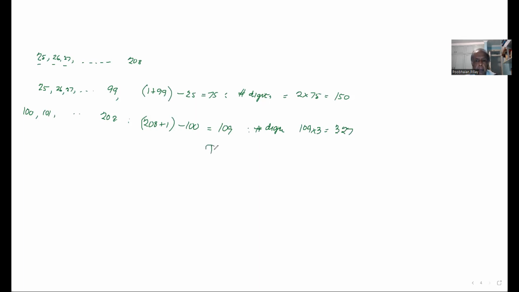So the total number of digits that we wrote was, we wrote 150 up to 99. And after that, we did another 327. And that gives you 477 digits altogether.